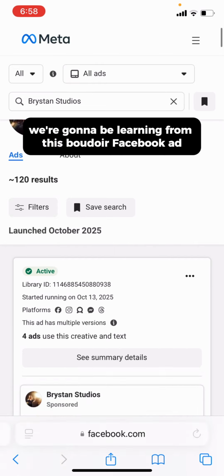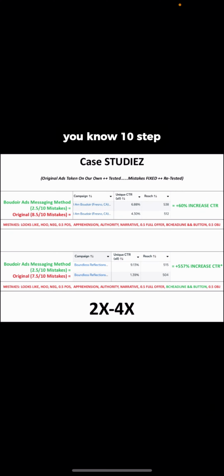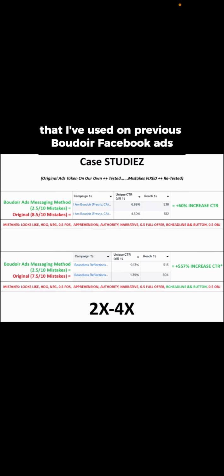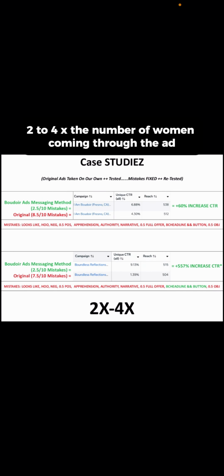Today we're going to be learning from this Boudoir Facebook ad, seeing what we're doing good to get good results, and then seeing what we're doing to get bad results. And same as always, I'm going to use my 10-step, 10-mistake framework that I've used on previous Boudoir Facebook ads to take them, test them, fix the mistakes, and then retest them. When I've done that, I've averaged 2 to 4x the number of women coming through the ad to read the ad copy, get pre-qualified, and consume our offer for the same ad spend.